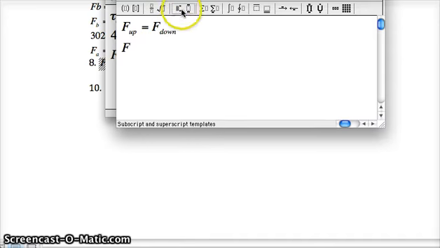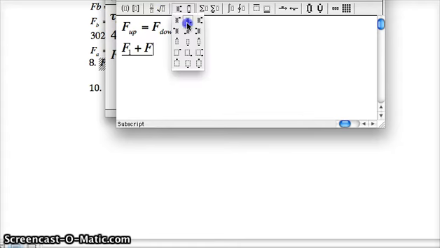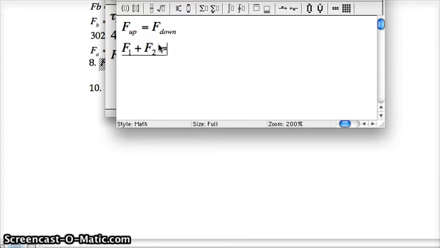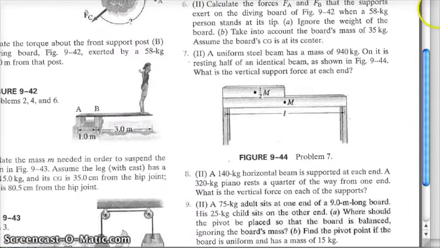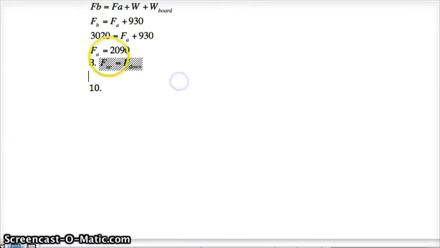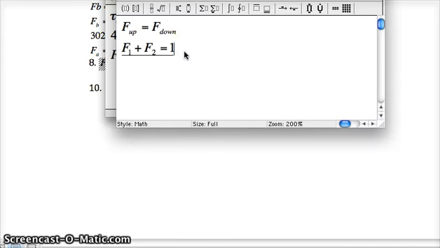So force up equals force down. We have two upward forces, which we can call the ends. So you've got F1 plus F2 equals the downward forces. And the downward forces, there's two of them. There's 140 and then a 320, and they're weights. So it's 1400 plus 3200 because we take the mass times 10. So you get F1 plus F2 equals 4600.